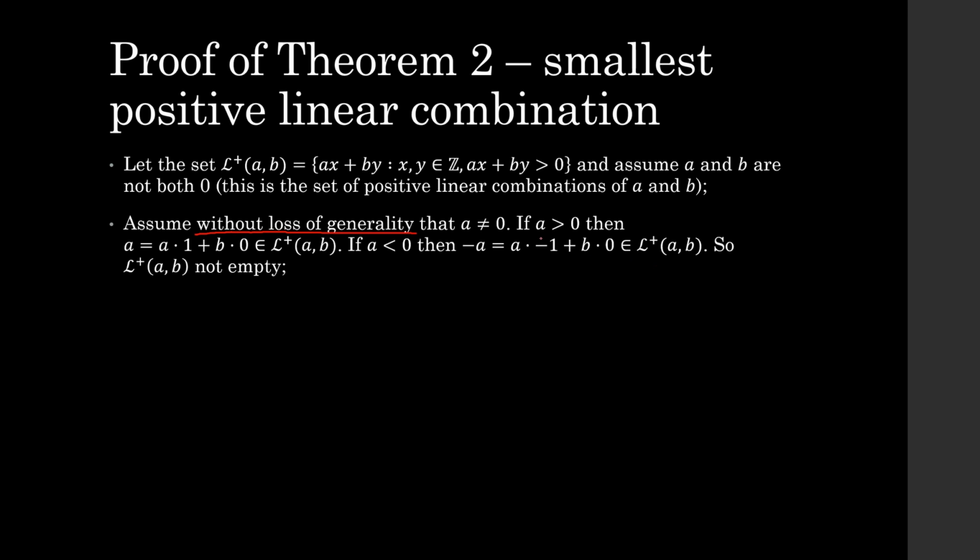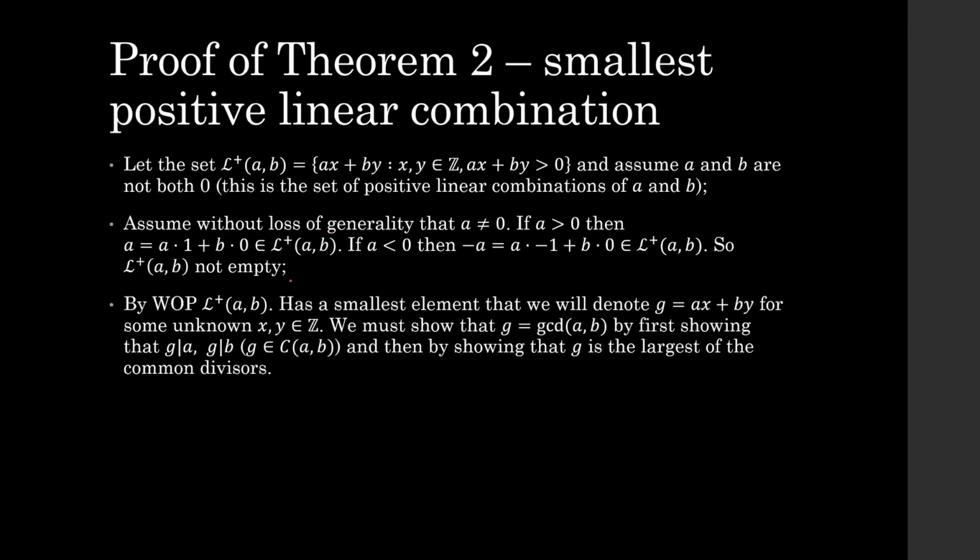So since either we have A bigger than 0 or A smaller than 0, and remember with that loss of generality we're assuming that A is not equal to 0 because we can't have both A and B being 0, then we know that the positive linear combinations of A and B is not an empty set. So, by the well-ordering principle, we have that the positive linear combinations of A and B has a smallest element, and we're going to denote this by G, alright? And it's going to be equal to AX plus BY for some unknown X and Y.